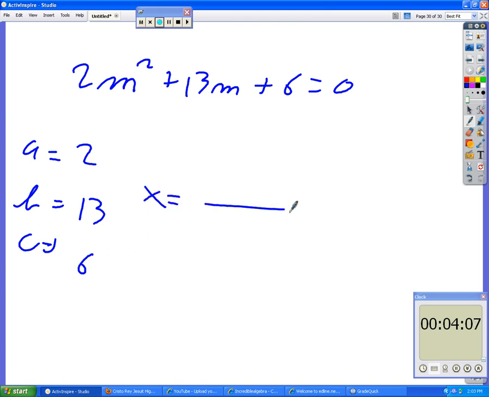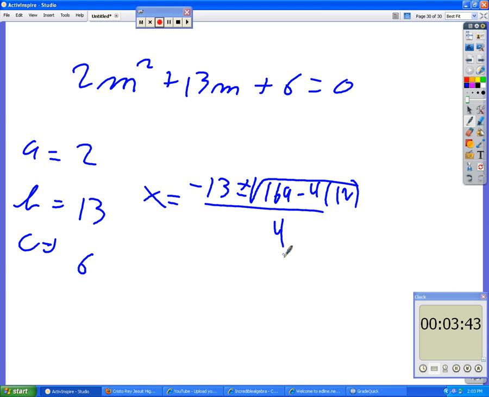X equals the opposite of B, which is negative 13, plus and minus the square root of 13 squared is 169, I think. Minus 4 times 2 times 6 is 12. 2a is 4. This is 169. There's only one negative, so it's minus. 4 times 12 is 48. Subtract. I get 121.